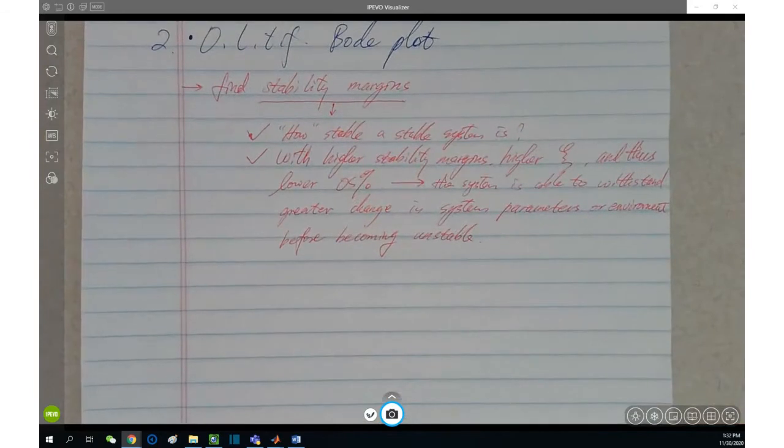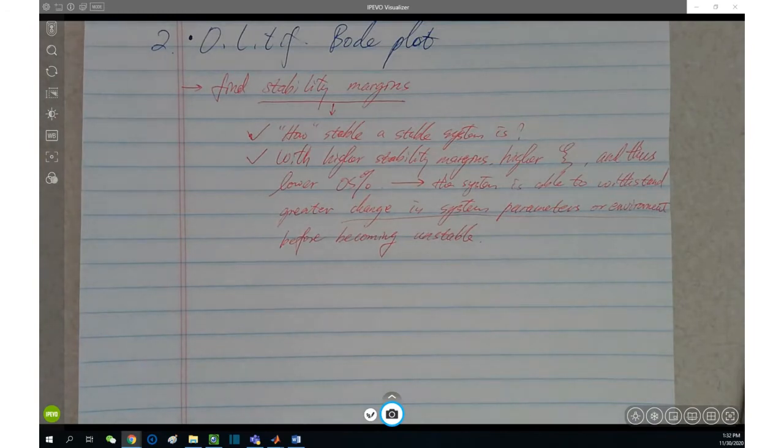You have high stability margin. That means your system is able to withstand greater change in system parameters or operation environment before becoming unstable. Because if you have a very dramatic change in system parameters or operation environment, it's very likely to make your system become unstable, right? However, if you have big enough stability margin in your system design, then you're able to withstand more change like those. This is the concept of the stability margin.